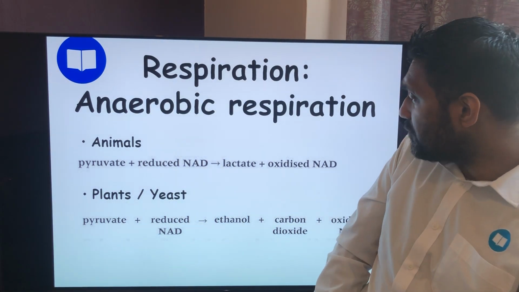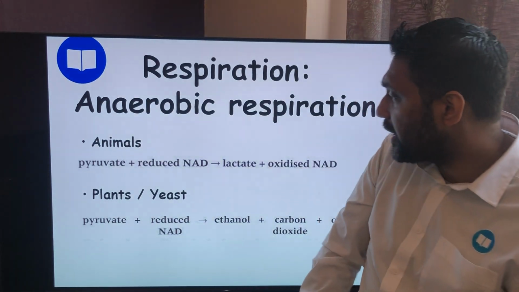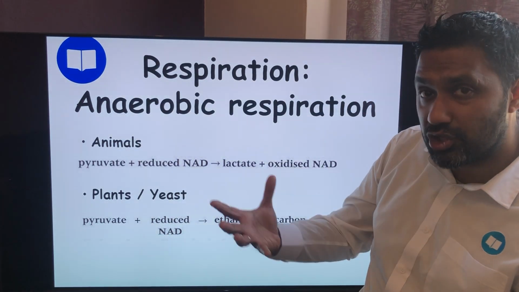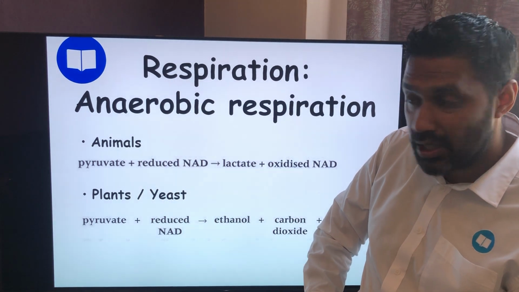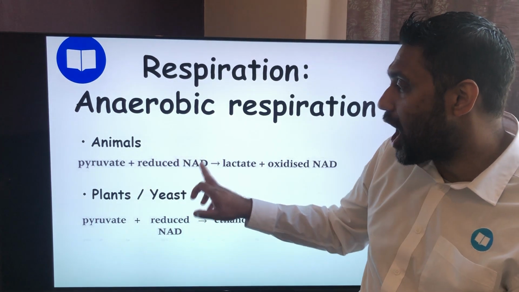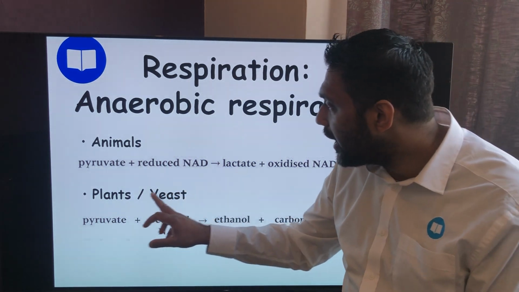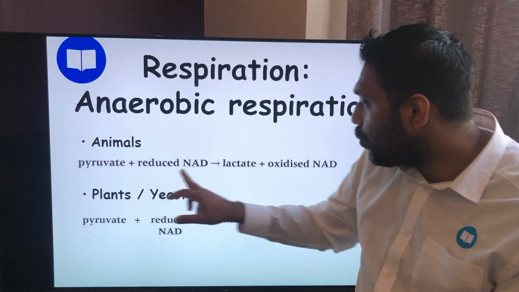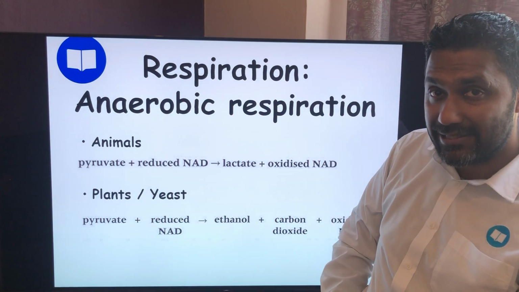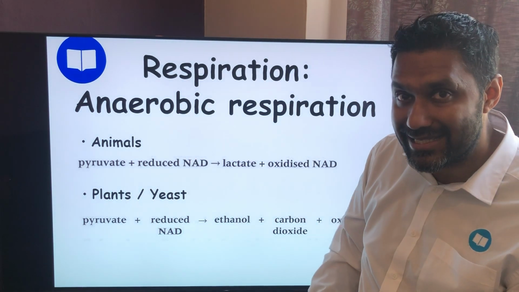So in animals then, what is happening? So in animals, because there's no oxygen, your pyruvate will react with reduced NAD. The reduced NAD, remember, has a hydrogen attached to it. That hydrogen then will go and jump onto the pyruvate. That pyruvate now will become lactate. That lactate then will eventually become lactic acid.